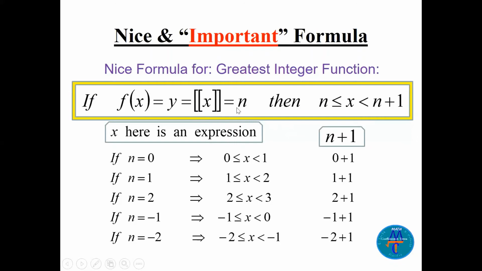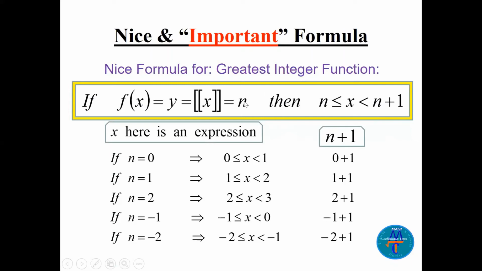So if n is 0, put here 0. N is 0, that means all the x's will be closed from the graph here, all the x from 0 until 1 open. See n plus 1 here, 0 plus 1. This is on the right side. Now, if n is 1, put the image here 1. What will be the x? 1 closed until 2 open. And this 2 is coming from 1 plus 1.